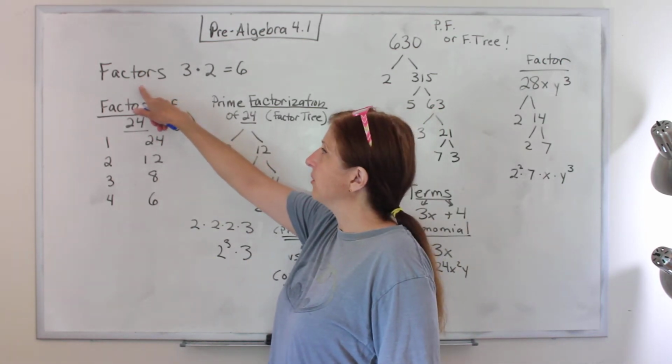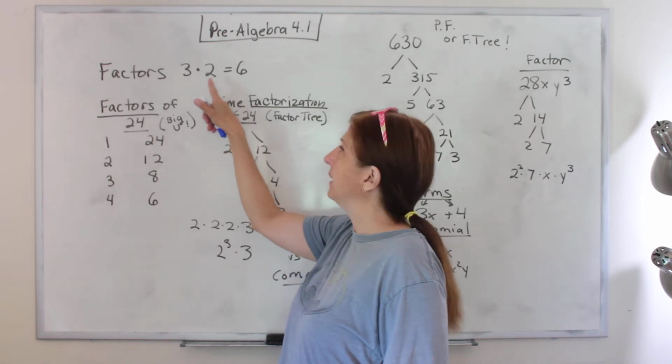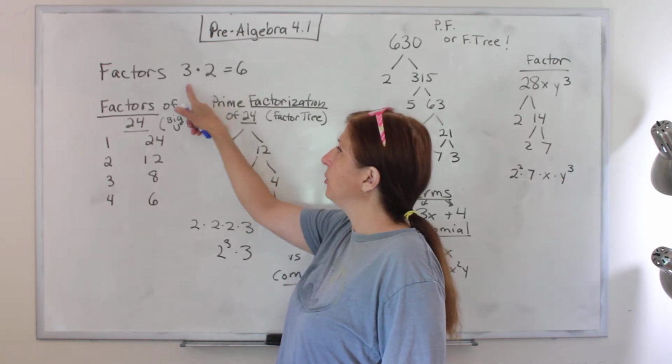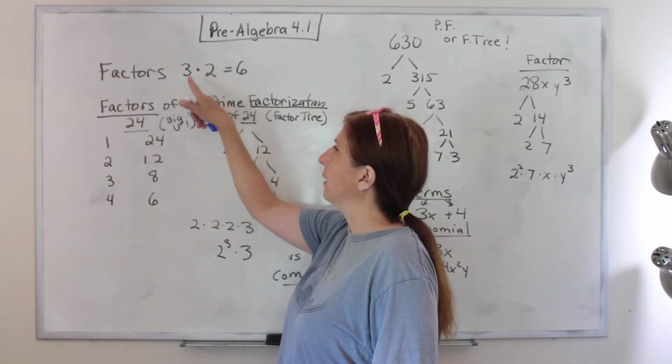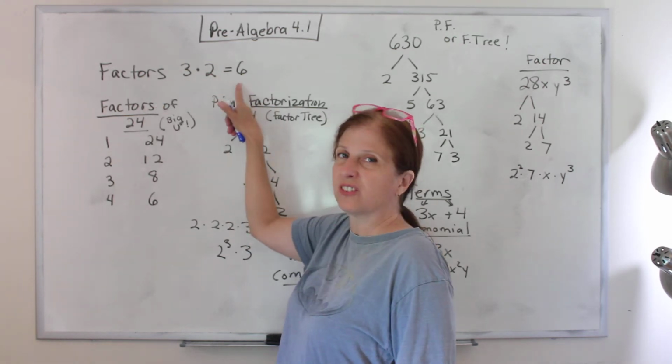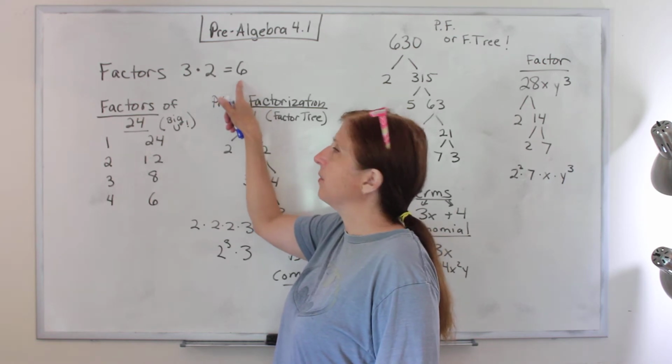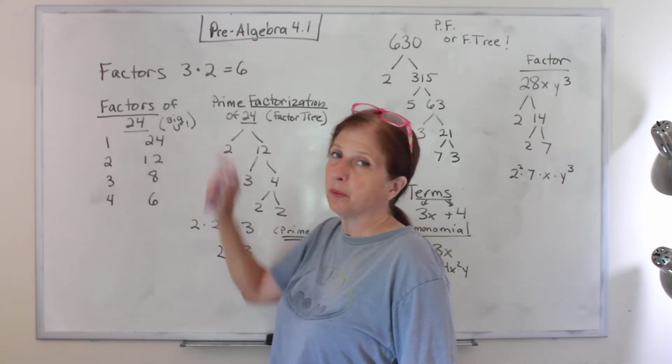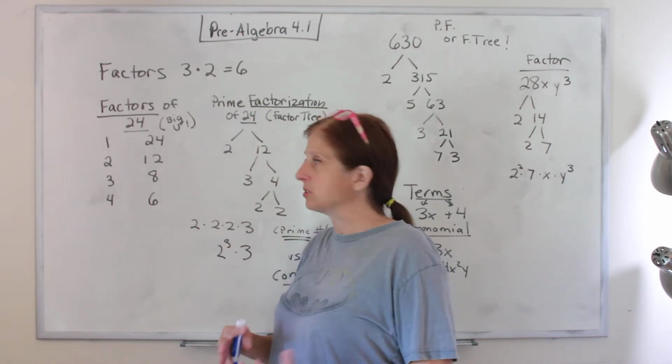All right, so the first word is factors. The factors are two numbers you can multiply to get another number. So 3 and 2 are factors of 6. If someone said, what are the factors of 6? 2 and 3 would be among those numbers, okay?